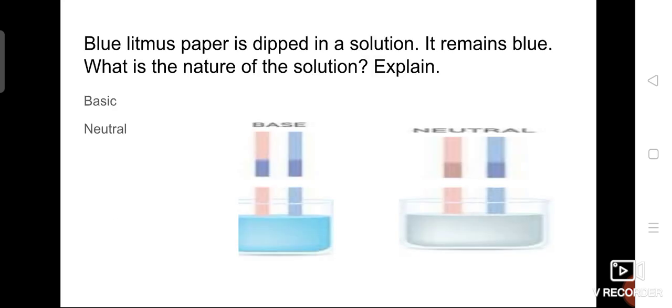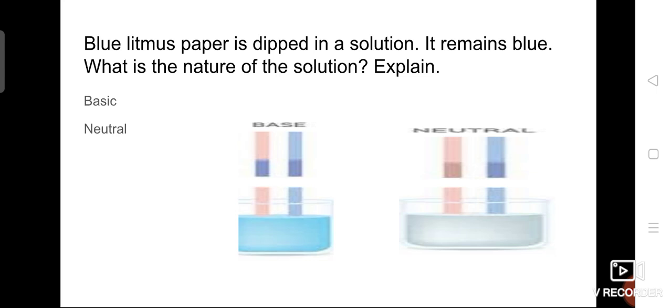The next question: blue litmus paper is dipped in a solution. It remains blue. What is the nature of the solution? Blue litmus paper is dipped in a solution and it remains blue. So it should be base or neutral also, because in neutral both strips don't change color, and in base only red litmus changes its color, blue remains blue. So the given solution is either base or neutral.